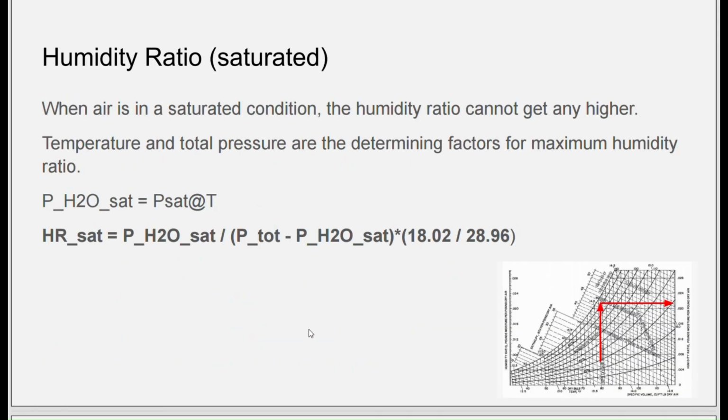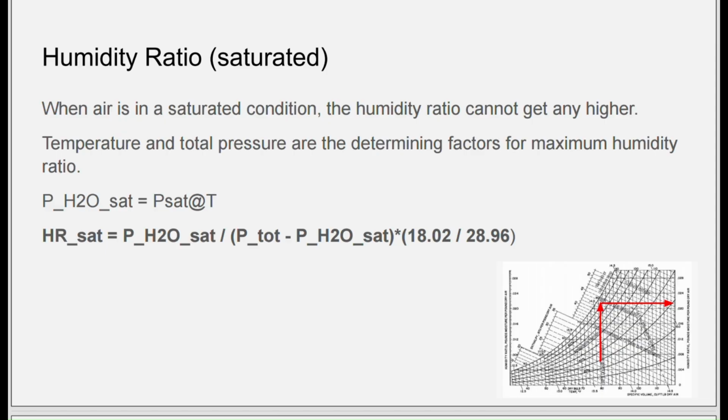Still on humidity ratio, but we're going to talk saturated humidity ratio here. So again, when air is saturated, you can no longer hold any humidity in the air. So the temperature and the total pressure are what determine how much vapor can be held by a given air temperature. So if you wanted to find, given a temperature, what is the max amount of humidity ratio I can have for that? If you were to just draw a line vertically up until you hit that saturation curve, whatever that value on the y-axis is, is your saturated humidity ratio for that temperature.